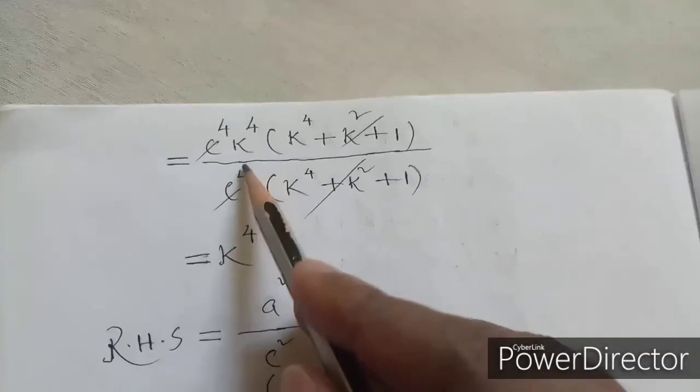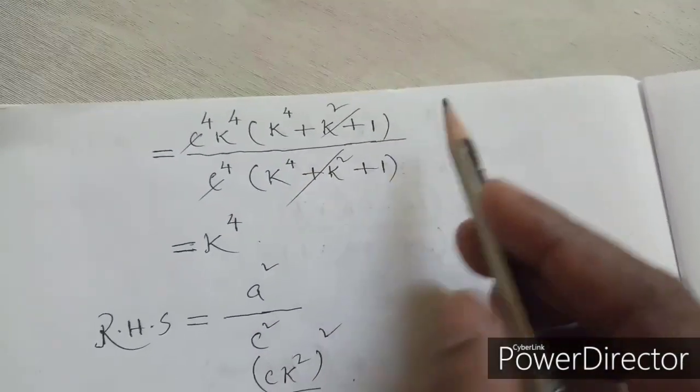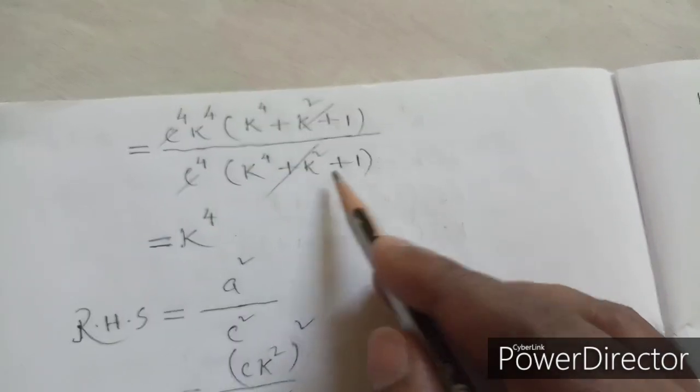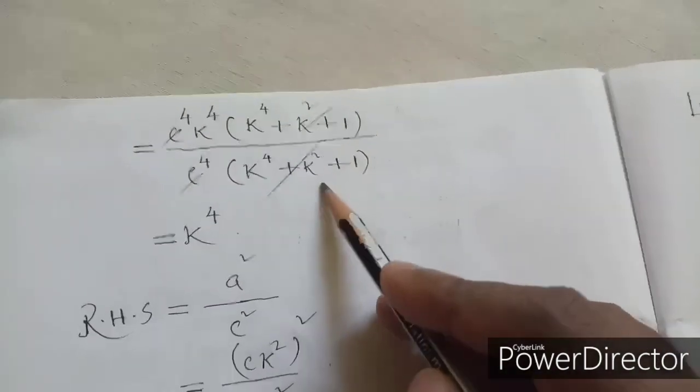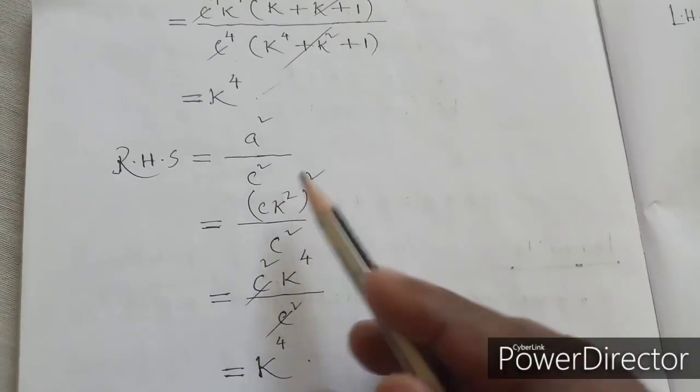That is c square, k to the power 4 common, and that would be k to the power 4 plus k square plus 1, and denominator c to the power 4 common, that should be k to the power 4 plus k square plus 1. This one cancels out, c to the power 4 cancels out, so this should be k to the power 4.